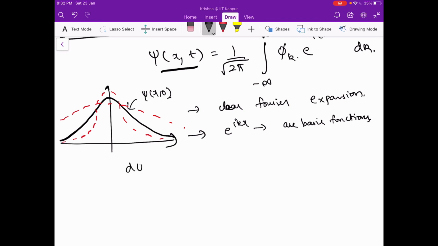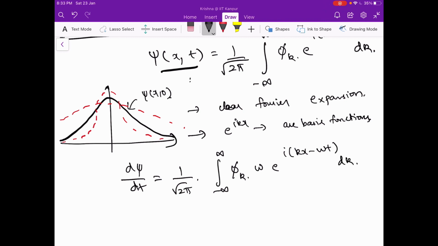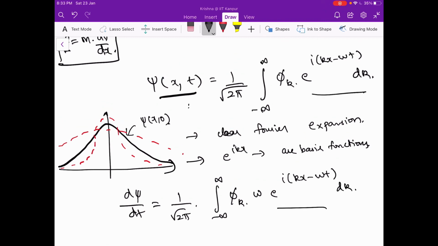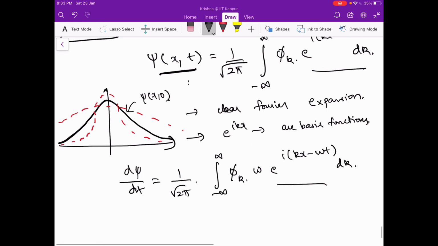So d psi by dt of this particular equation that we saw here will turn out to be 1 by root 2 pi, integral from minus infinity to infinity, psi of k and omega, e power i(kx minus omega t) dk. This expression remains the same. You just differentiate it once with respect to time, and you get the omega out.